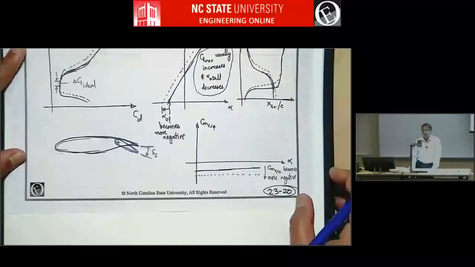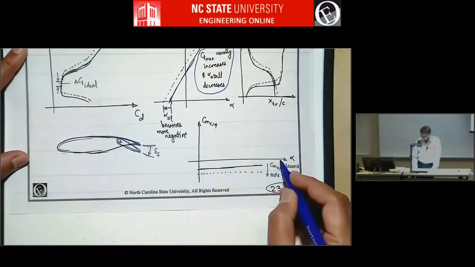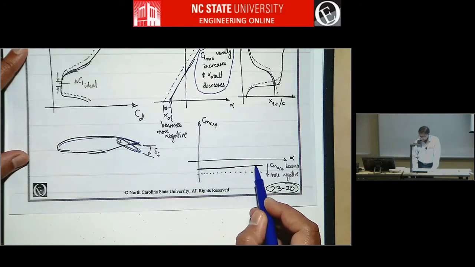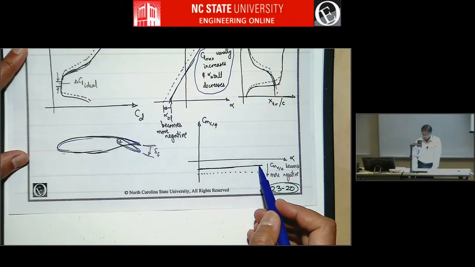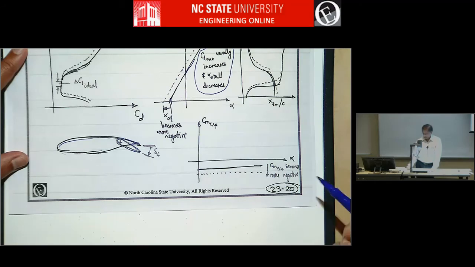Now let's look at moment coefficient. So CMc/4 is here. This is the baseline airfoil. It has a negative pitching moment coefficient because it's a cambered airfoil.